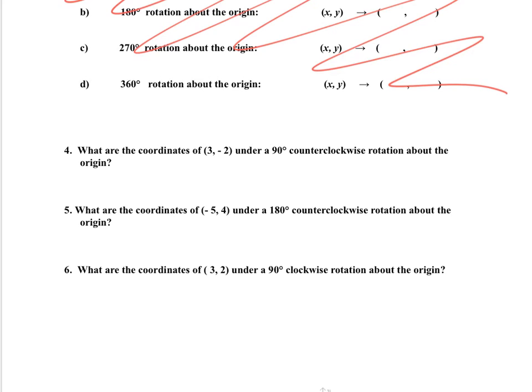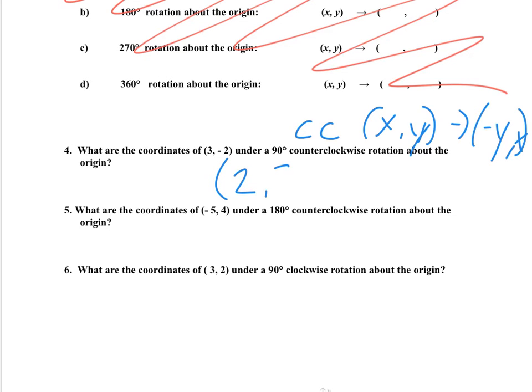So the rule for counterclockwise, look at your paper, that's CC. Counterclockwise says (x, y) becomes (-y, x)... all right, and it means to do the opposite to Y, but our X stays. So if -2 is my Y, it's now going to become a +2, and I'm going to get (3, 2).